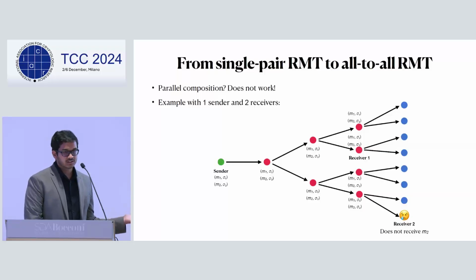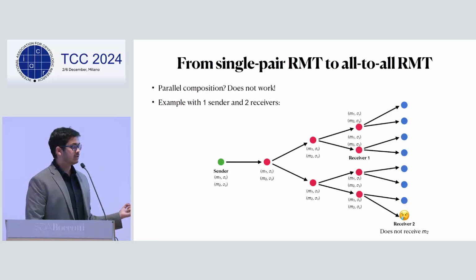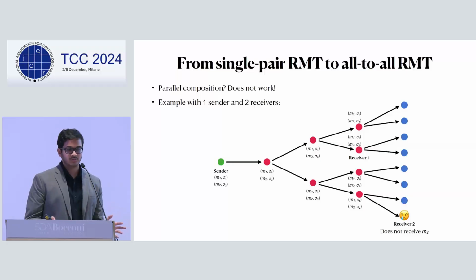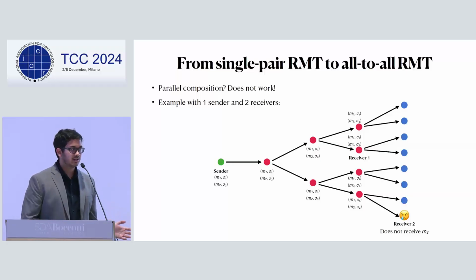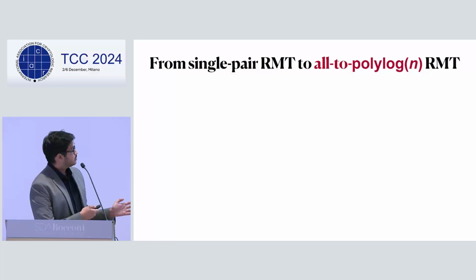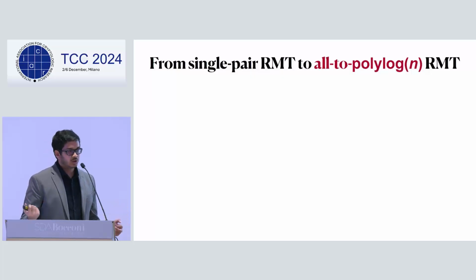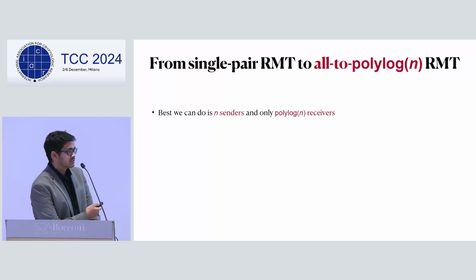Now, we cannot avoid this kind of bundling of messages in this setting because we have n number of messages going from the sender and only polylogarithmic locality. So the best we can do is all to polylogarithmic RMT instead of all to all RMT. So now we have n senders and only polylog n parties acting as receivers.